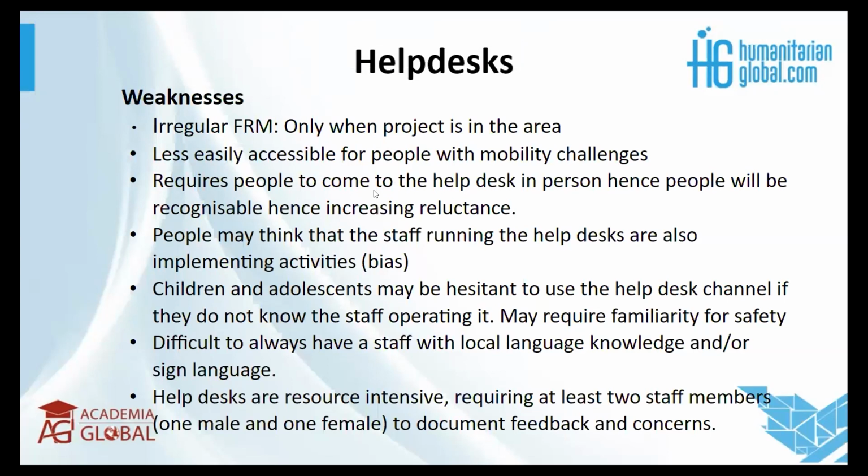Yes, so the third weakness here is that the help desk requires people to come to the physical desk in person. Therefore, this means that the community member could be recognizable. And so they could feel some sort of reluctance because there's limited anonymity. Of course, when the person comes, we as the NGO staff or the person receiving this feedback will keep him or her anonymized, and the information is confidential. However, their feeling could be different. So that means that they could be less comfortable.